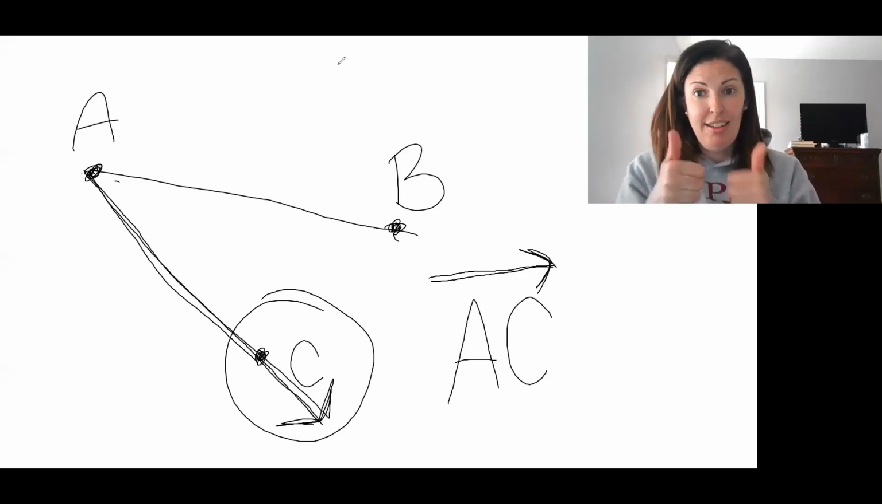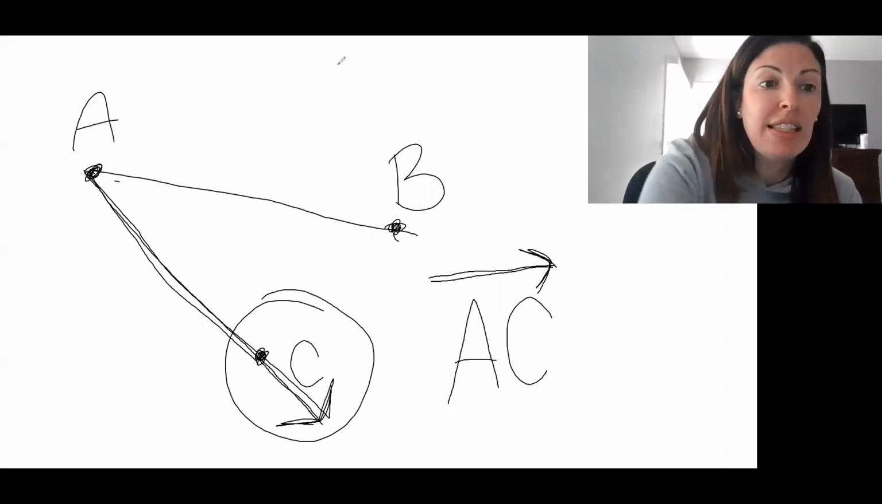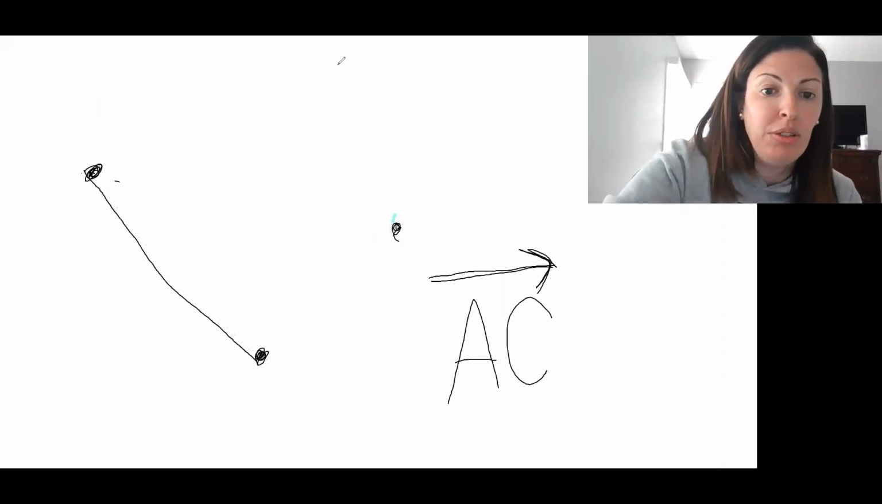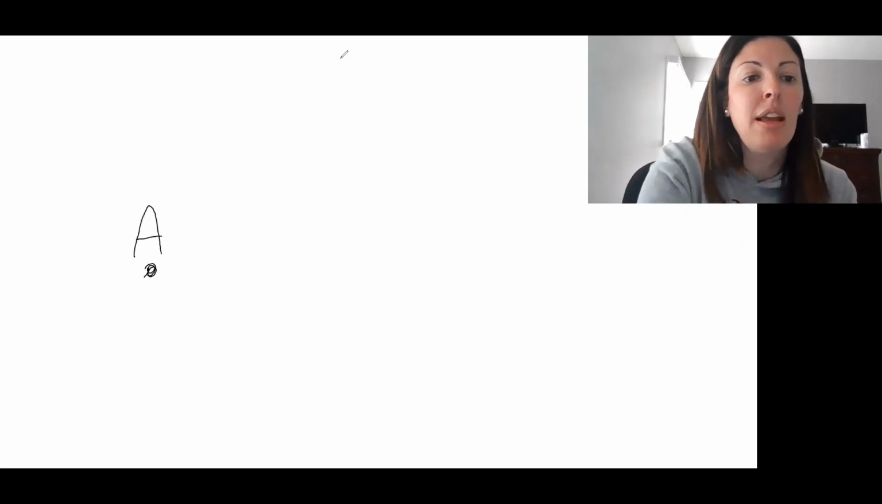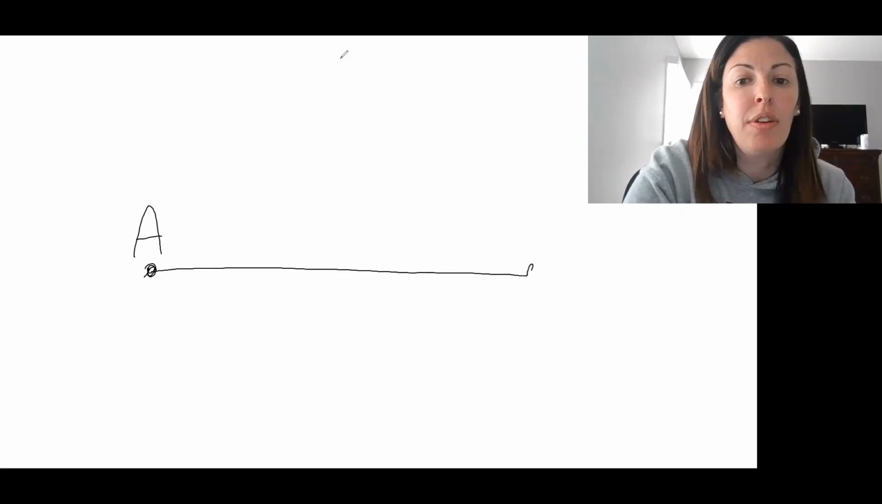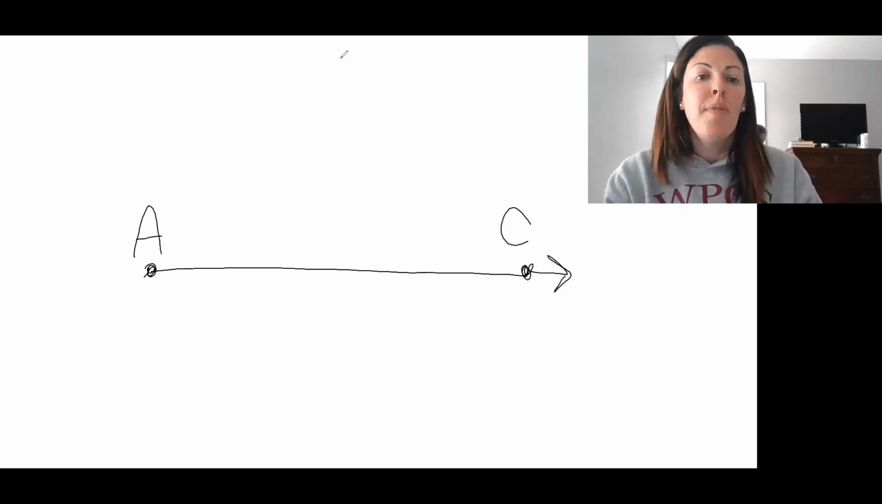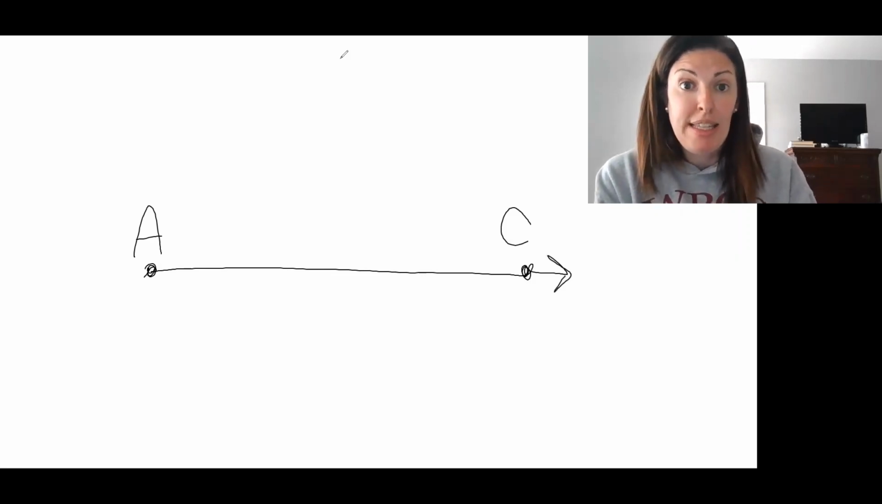Okay, all right, so there's one more thing that I want to introduce us to right now. Let me erase this. There we go. Okay, so we saw that with a ray, we have an end point, a starting point, which is A, and it goes on forever and ever by our arrow. And we know that that's ray AC.